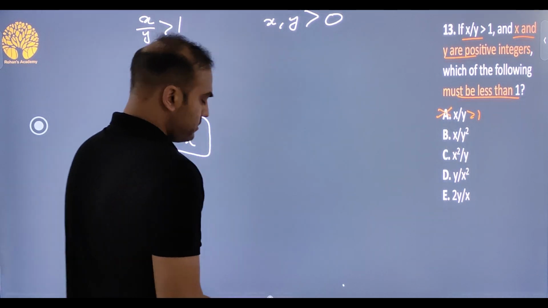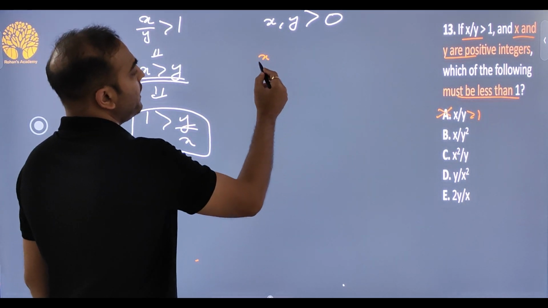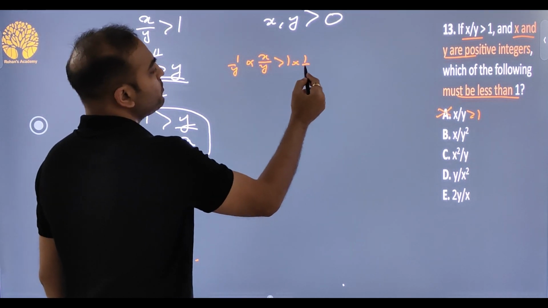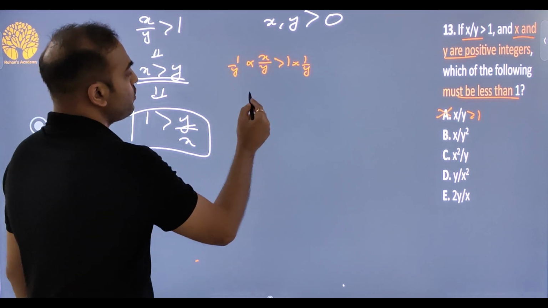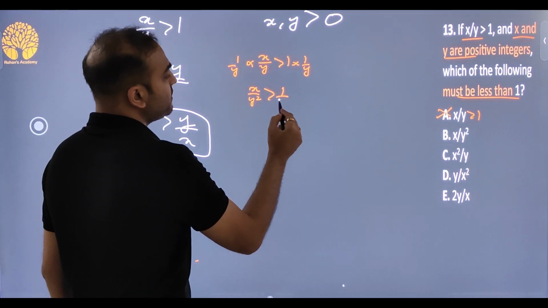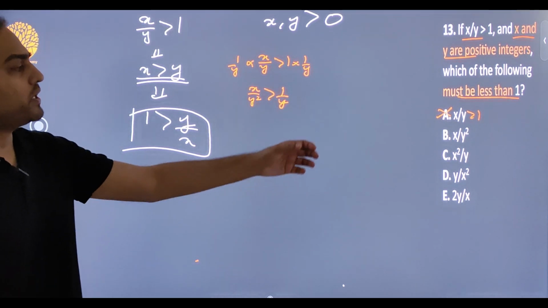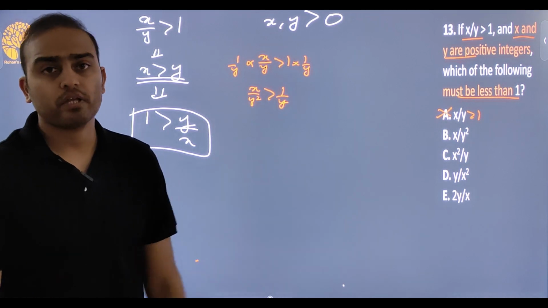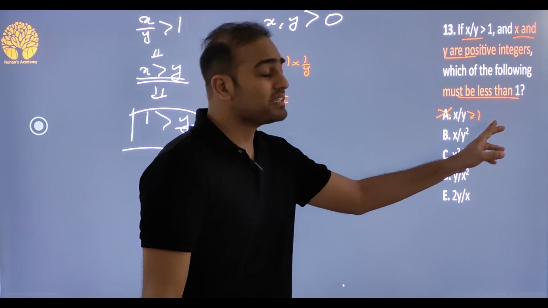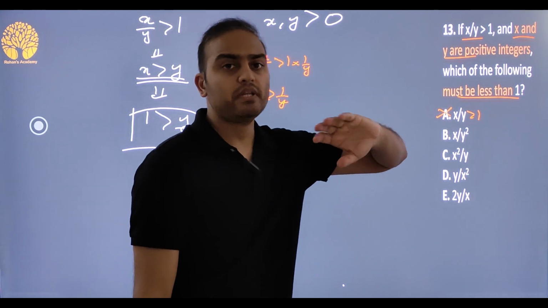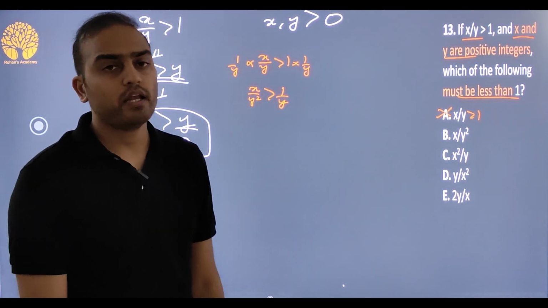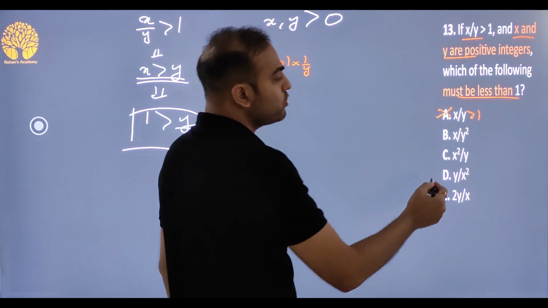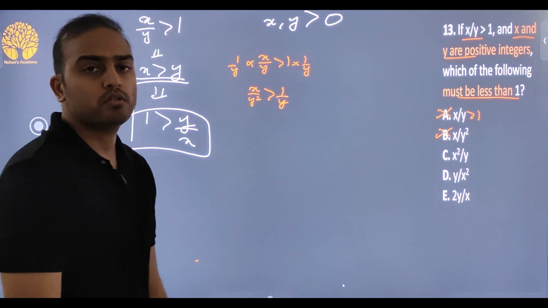X by y square, right? I know x by y is greater than 1. For x by y square, I need to multiply by 1 by y. So I get x by y square is greater than 1 by y. Now 1 by y is going to be a decimal value, say maybe 0.2, 0.3, 0.4 something. So I know x by y square is greater than a decimal value, but that could be 2, 3, 4, 5 also. So it's greater than a decimal. Is it less than 1? I don't know.